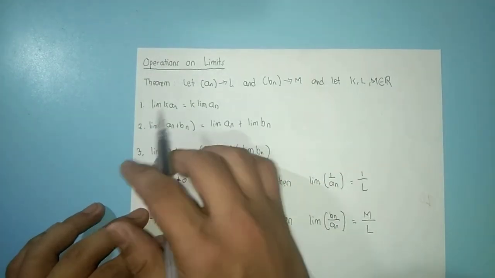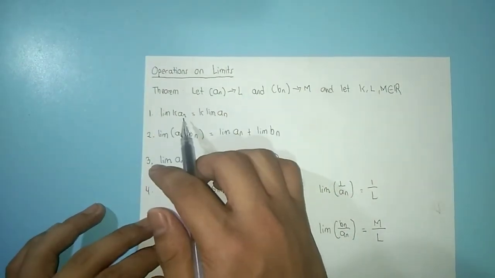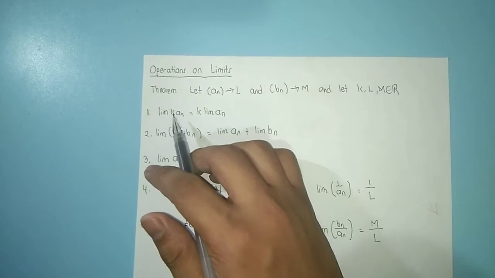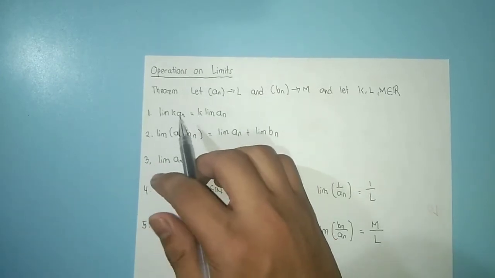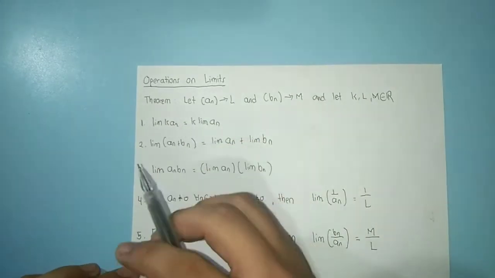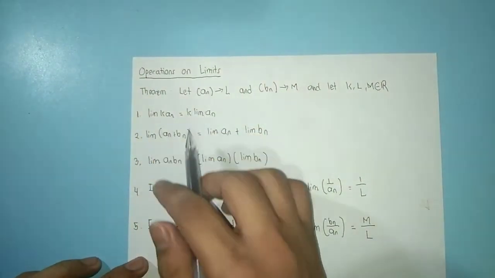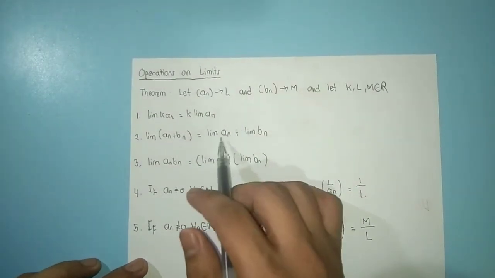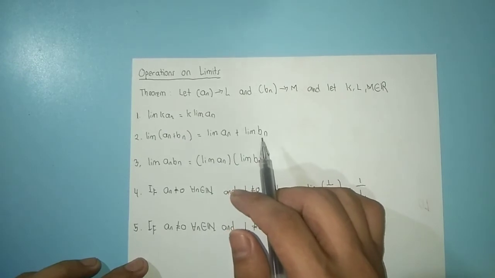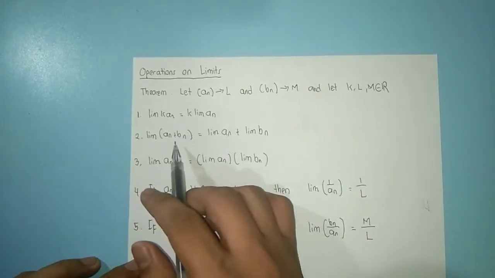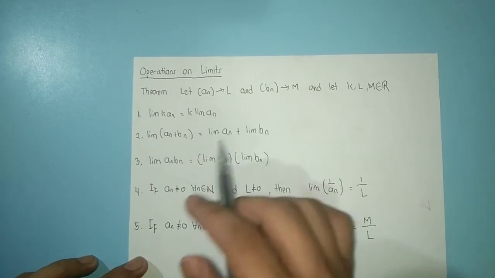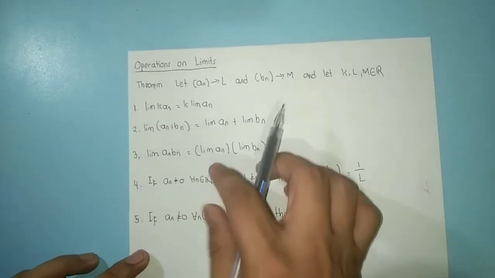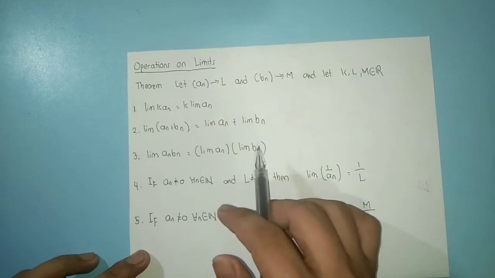Then, for number 1, the limit of constant k times a sub n is equal to k times the limit of a sub n. So, ibig sabihin, pwede natin siyang ilabas dito, hindi siya affected doon sa limit ng sequence a sub n. Then, for number 2, limit ng sum ng a sub n tsaka b sub n ay equal daw sa sum ng limit ng a sub n at ng limit ng b sub n. Okay? Or limit of the sum is equal to the sum of their limits. Next, limit ng product ng a sub n, b sub n is equal to the product of their limits. Limit of a sub n times limit of b sub n.